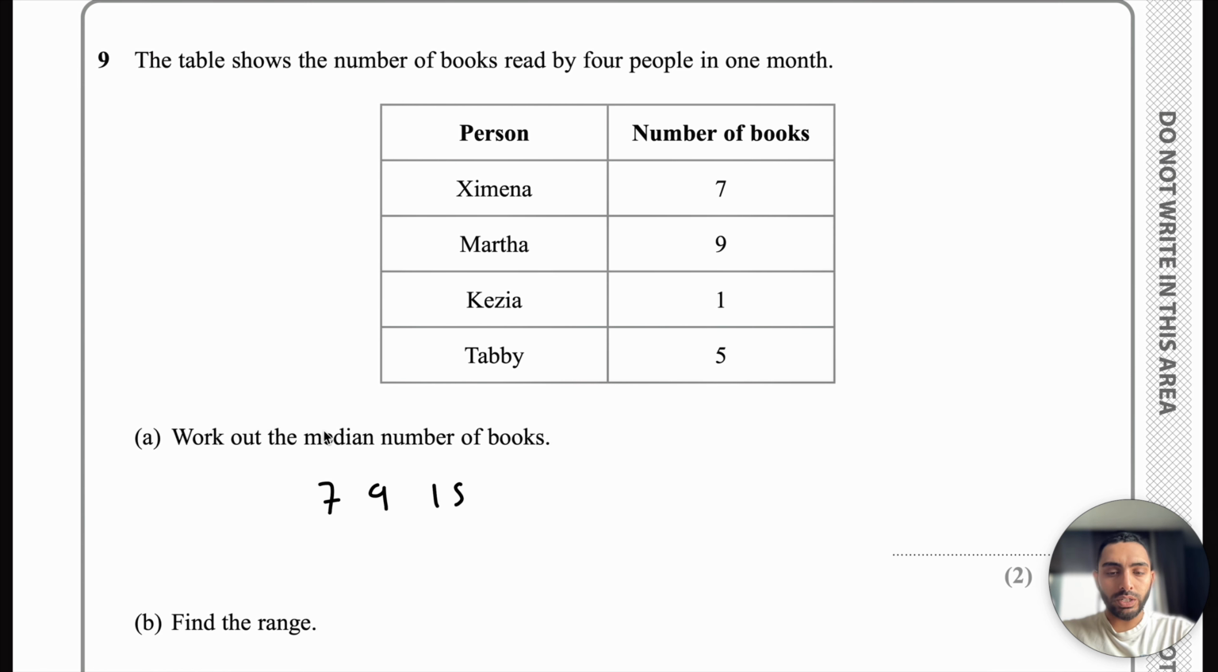What does the word median mean? It just means we need to find the middle number. So we're going to order these numbers first. So 1, 5, 7, and 9. And we're going to find the middle of these numbers.